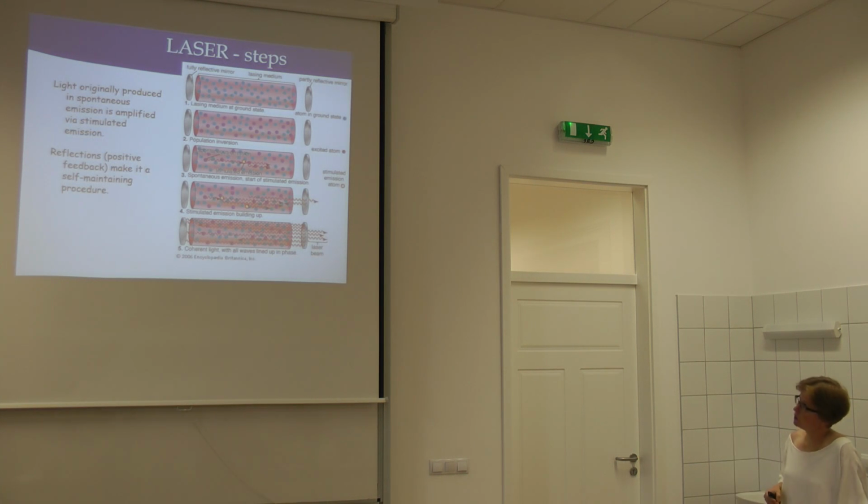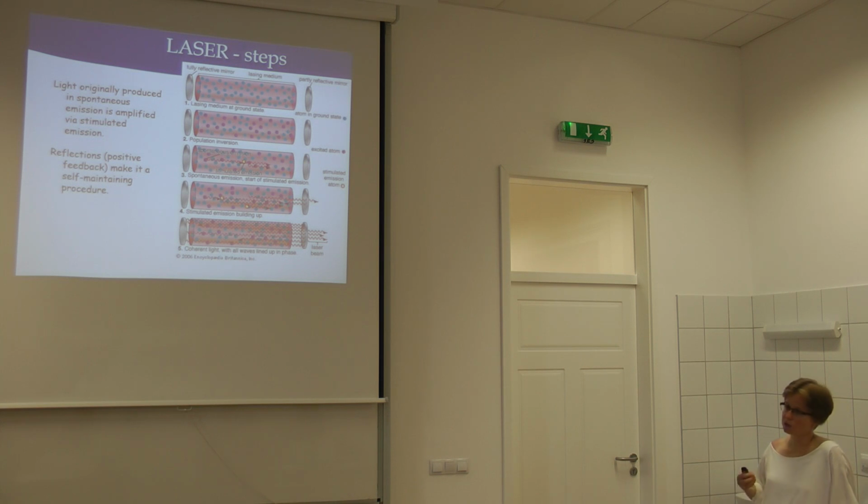This cartoon gives you an idea how a laser is being built up. From the time we switch on the system, usually it happens very quickly, but these are the steps that the laser goes through. We start with an active medium, a lasing medium, inside the cavity. Originally, all atoms are in the ground state. This is what these blue dots indicate.